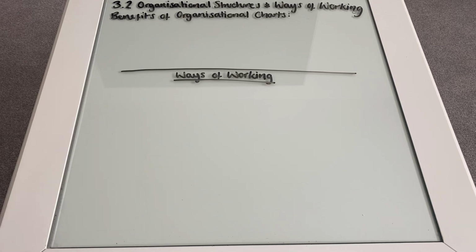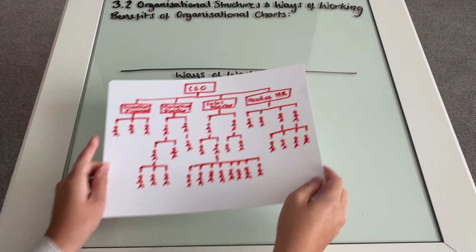Okay, so today we are looking at Unit 3.2, which is organisational structures and different ways of working. We're going to start by looking at organisational structures. An organisational chart is a way of displaying how people and departments are organised within a business, and it will look something like this.